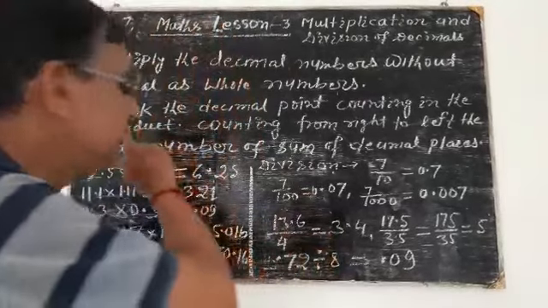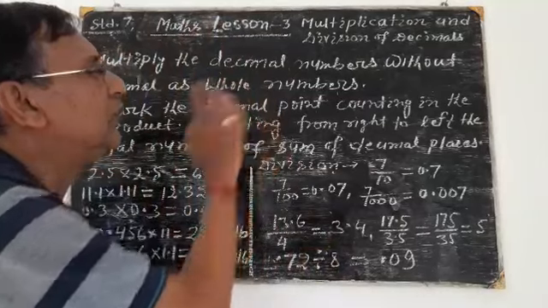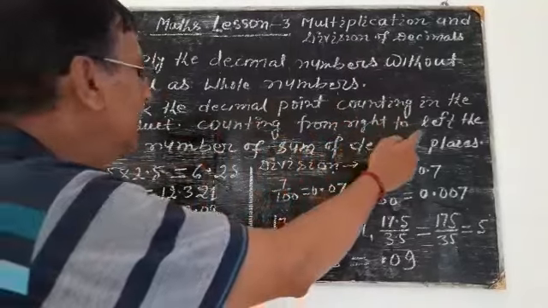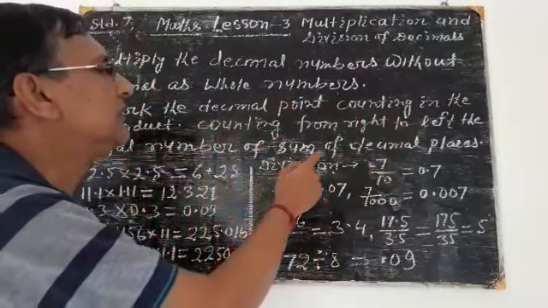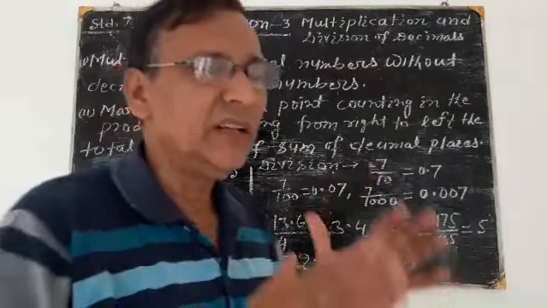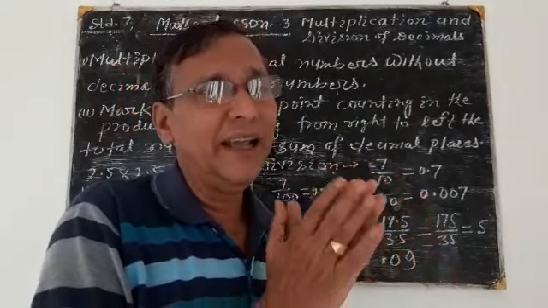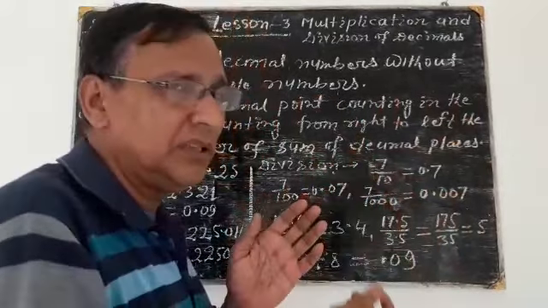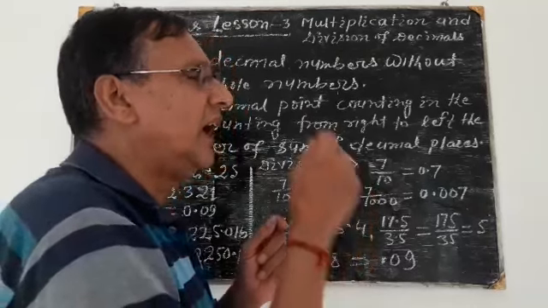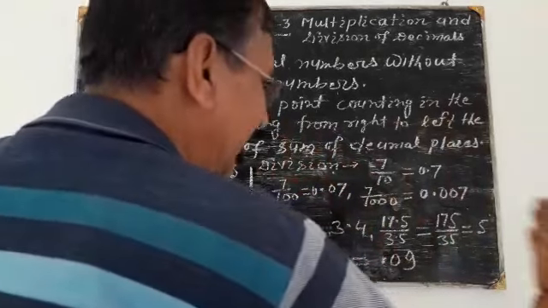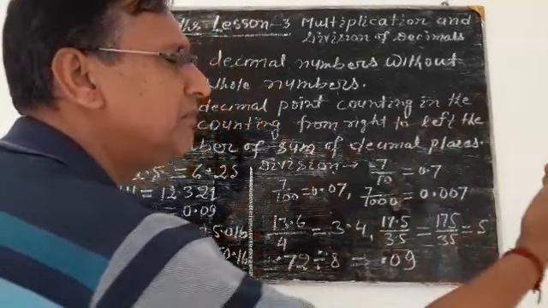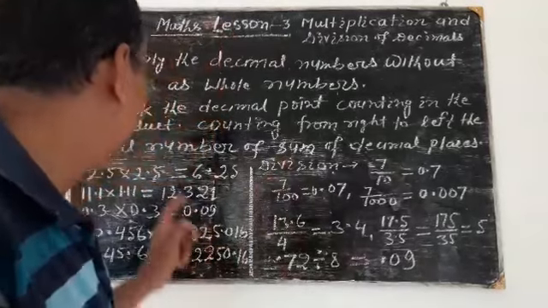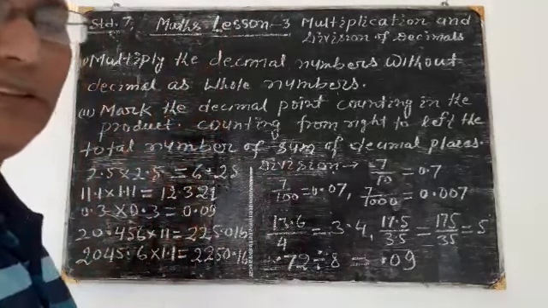So the second point is to mark the decimal point in the product, counting from right to left the total number of the sum of decimal places. Multiply the given numbers, count the decimal places in both the numbers, and insert the decimal counting from right to left. You can make it clearer when you insert the decimals.